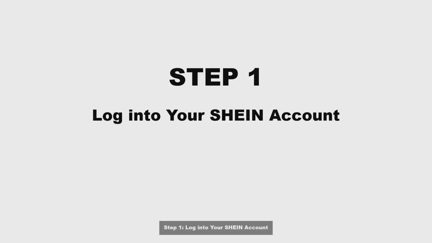Step 1. Log into your SHEIN account. Visit the SHEIN website or open the SHEIN app and log in using your account credentials. Ensure you have access to the account from which you want to download data.